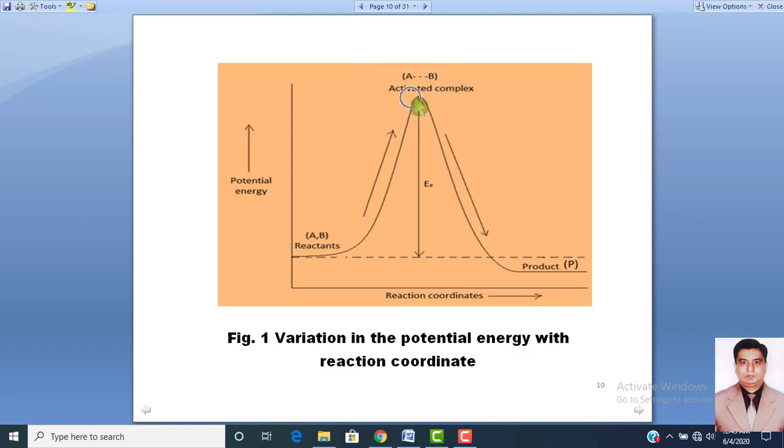Here the activated complex has been produced, and with the increase in reaction coordinate, the potential energy of the system decreases, and ultimately this activated complex will disintegrate into the formation of the products. So this figure shows the variation in potential energy with the reaction coordinate.